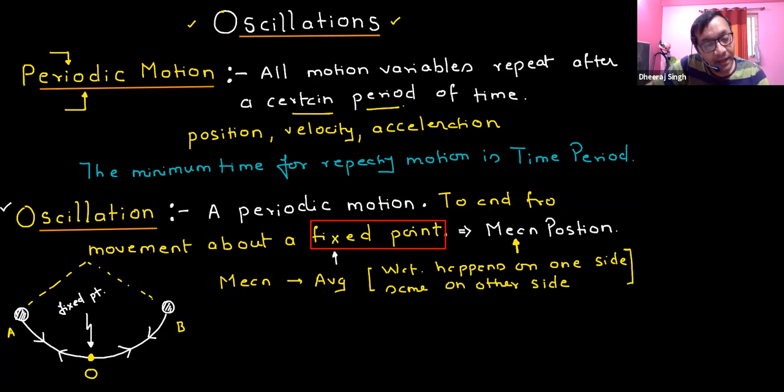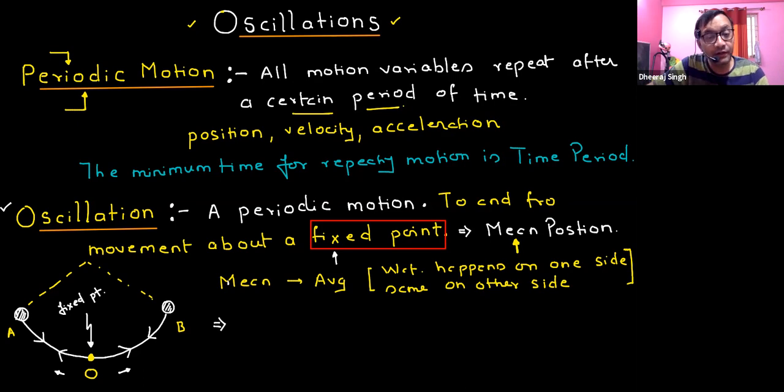It will never happen that this time, on this side, something happens and on that side, something else happens. About the mean position, whatever happens on this side, the same thing will happen on that side. Exactly the same. I'm talking about an ideal scenario wherein there is no friction, no air drag, and all those things are absent. Only the pendulum and bob is there. We'll keep on doing this till infinity.